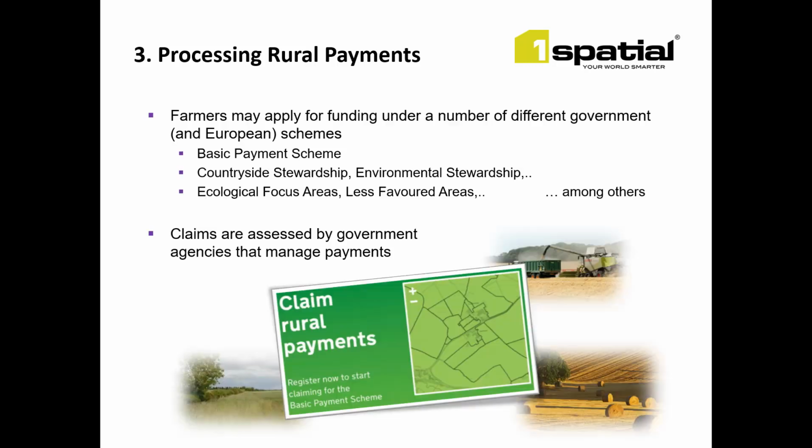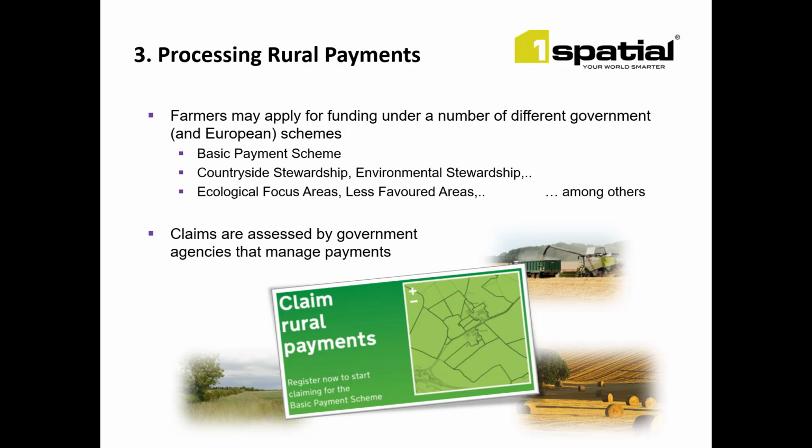Okay, another example where a number of customers are using FME is for processing data related to rural farm payments. Farmers can apply for funding under a number of different schemes. For example, the Basic Payment Scheme provides grants and payments to farmers based on the land that they have in use. Depending on what crops, for example, they've grown, they may be eligible to claim for payments from the EU. And a number of agencies process these claims.